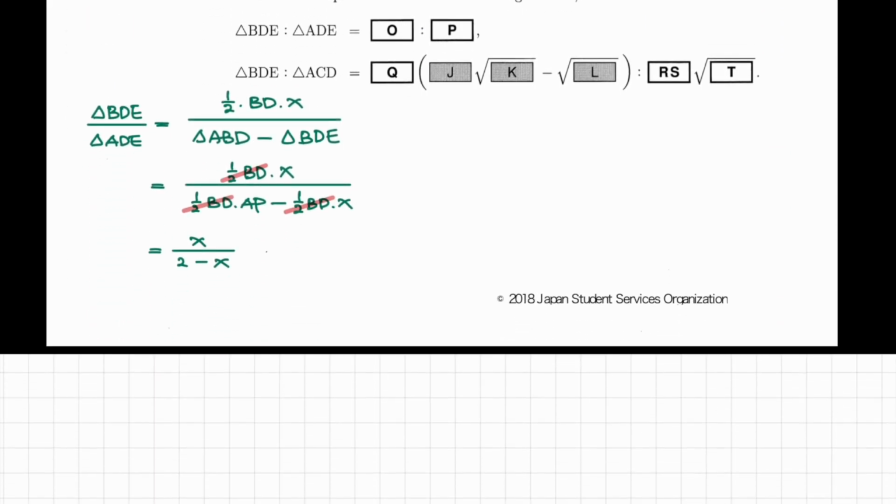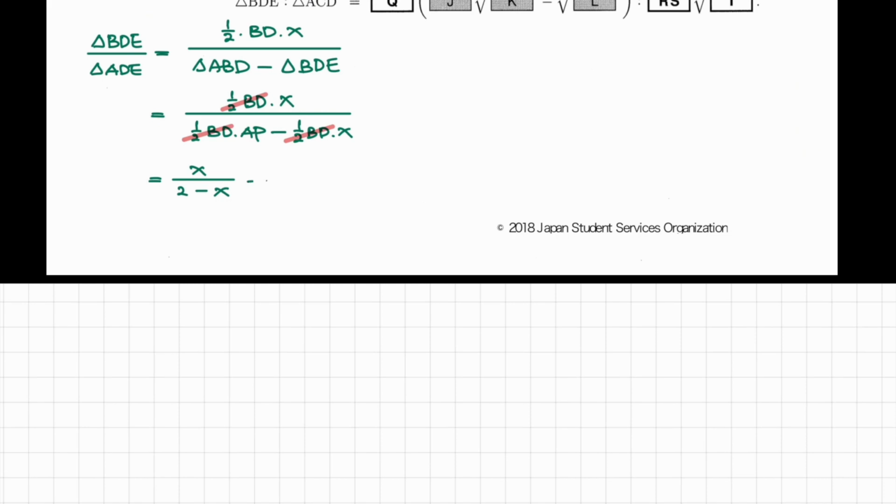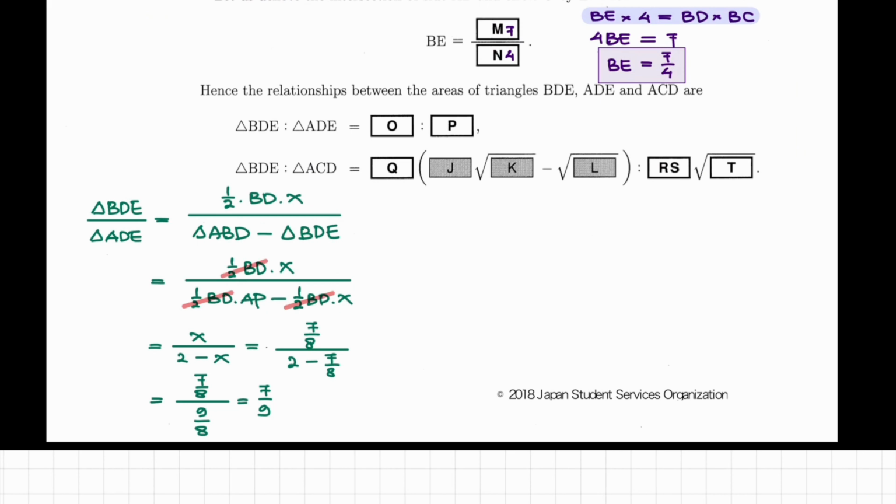That means my final answer is 7 over 8 over 2 minus 7 over 8. Then I will get 7 over 8 over 16 minus 7 over 8. I got 9 over 8. So my final answer is 7 over 9. So O is 7 and P is equal to 9.